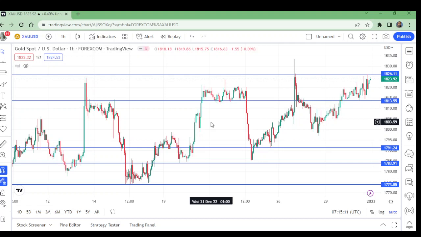This is the chart of gold on the 1 hour time frame. Now today I am going to share with you very good, very useful information. I need your focus. Please watch the complete video and be focused.